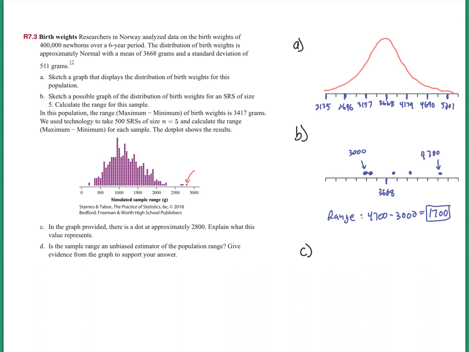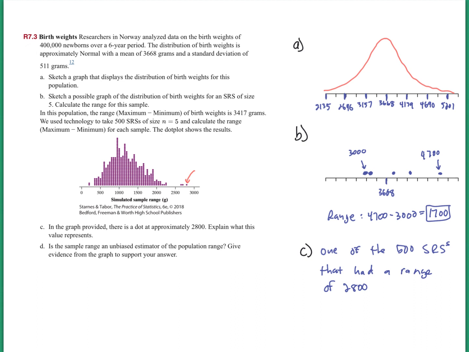So this dot represents one of the 500 simple random samples that had a range of 2,800.